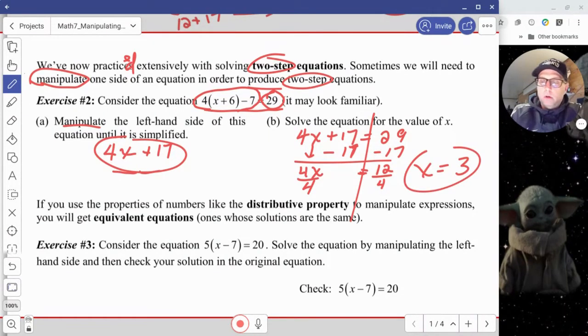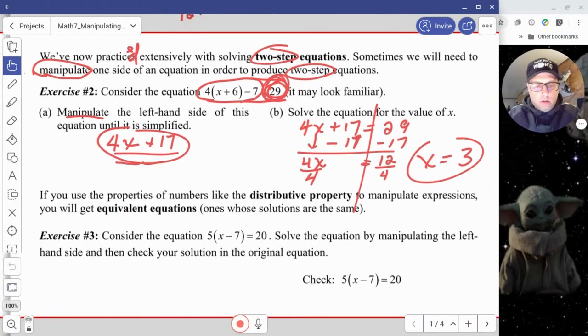Now, we should have expected to get 3 if the expression is supposed to equal 29. All right, because again, that was the 2 parts of exercise 1. Part 1 was it's simplified, the left side simplified to 4x plus 17. And part 2 was, hey, let's check it to see what happens for x equals 3. We got 29 when x equals 3. Okay.